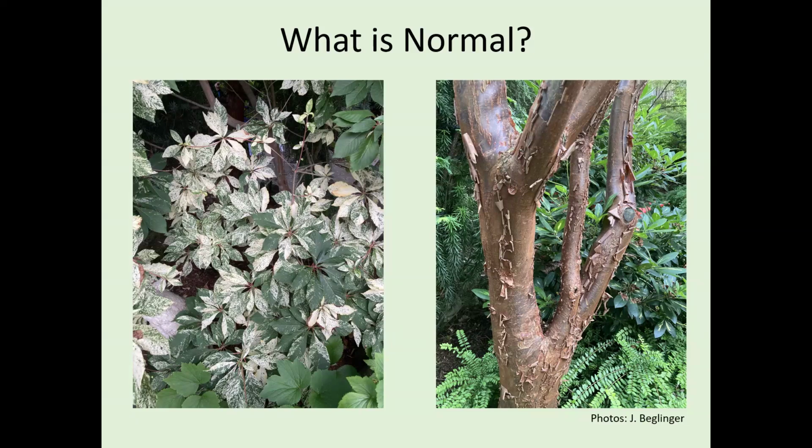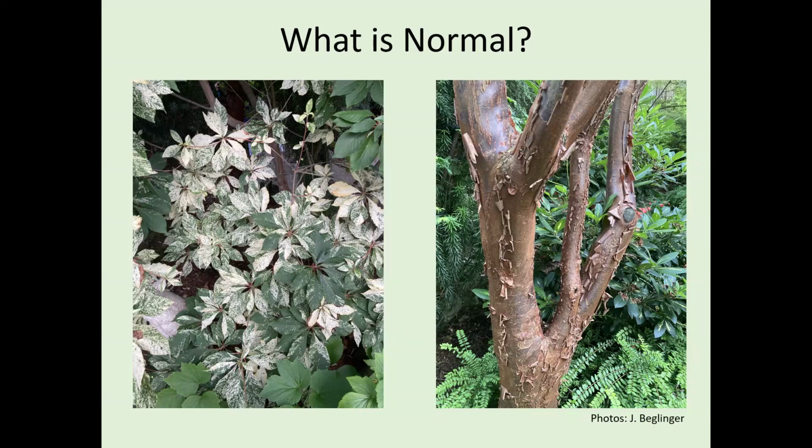Now on the right side, we've got a tree with peeling or scaling bark. Lots of times that is a sign that we want to say, uh-oh, we need to take a closer look at this tree because bark doesn't usually peel away like that. Maybe there's insect damage, maybe there's disease. Are there cankers forming? But if we take a closer look at this tree, it is actually a paperbark maple. So this is normal for this tree.